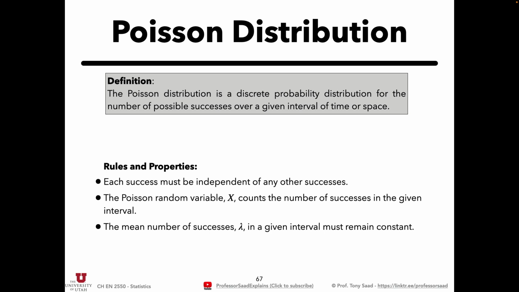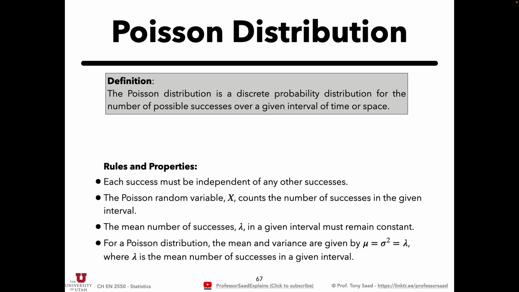You take that as your mean number of successes per interval. Now you define that interval. It could be 1 hour, it could be 10 hours, whatever, as long as you're clear about what the mean, lambda, is. For a Poisson distribution, the mean and the variance are exactly equal to lambda, which is a very interesting result. We'll derive those once we go to the continuous versions. And lambda is the mean number of successes.